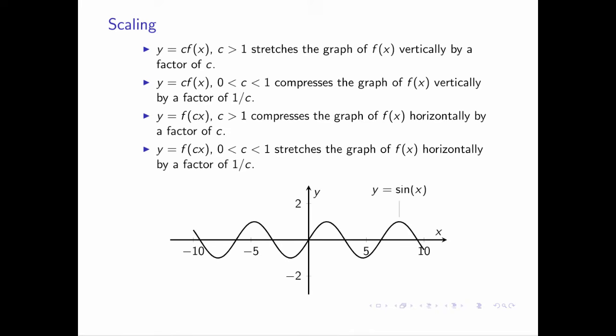If we have a base case here, y is equal to sine of x, we can think about increasing the amplitude of this function, and we'd use the first rule for that. And in this case, we choose c is equal to 2. If we want to change the frequency of the function, we go back to the base case, and then we're going to use the fourth rule with c is equal to a half. And so this is going to stretch the graph of f of x horizontally by factor 1 divided by 1/2, which is 2.